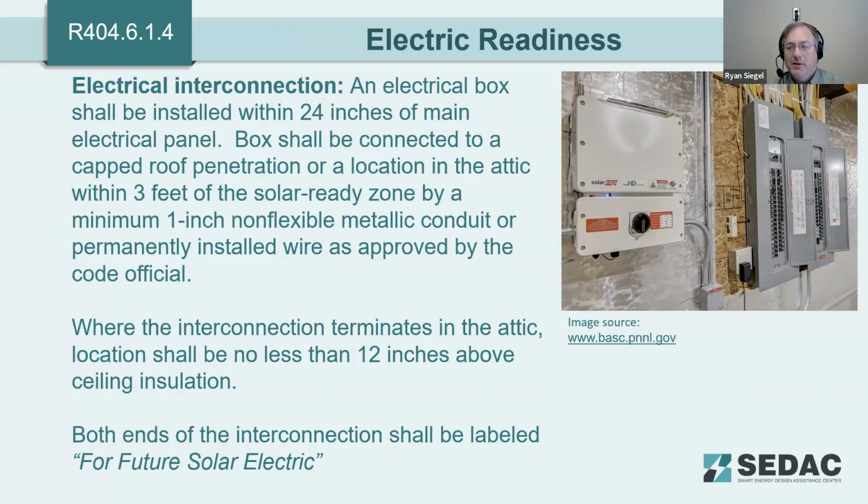And so this is where you've got a pipe or raceway that runs all the way from the electrical service up to the attic or a capped roof penetration. Here calling out at least 1 inch of metallic conduit or permanently installed wire. So recognizing some areas of the state, we cannot have flexible wire, and those typically install non-flexible metallic tubing, also or metallic conduit as common practice. So you can just go ahead and install the conduit. You don't have to install the wire at the time of installation.